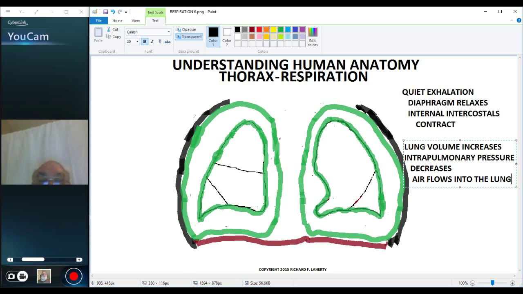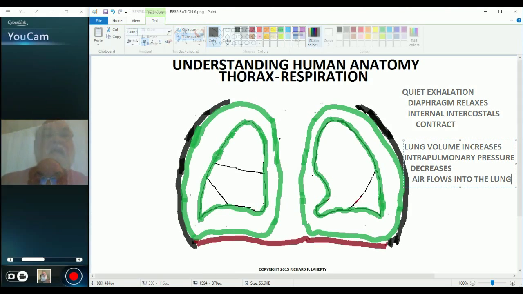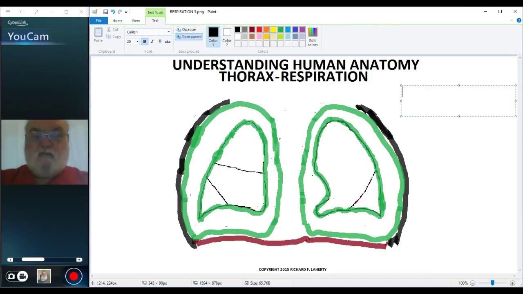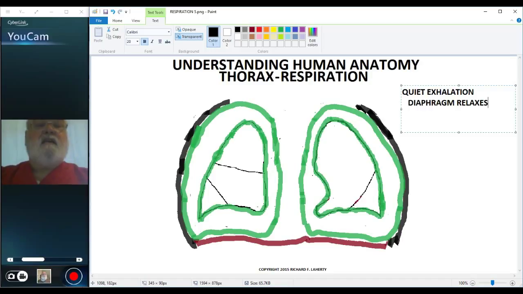Now, to exhale, a quiet exhalation will find the diaphragm relaxes. And when that happens, the diaphragm moves superiorly. It moves into the thorax, bulging into the thorax as we had at the beginning.